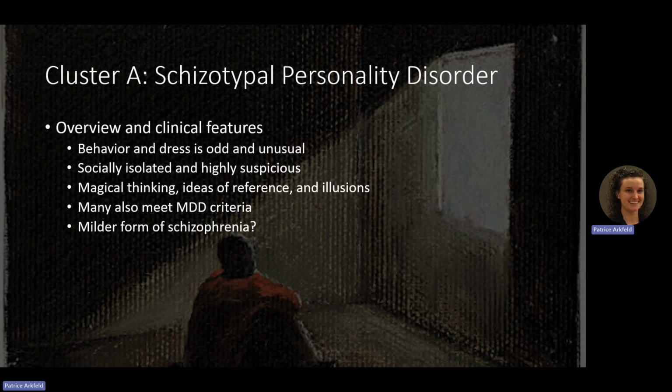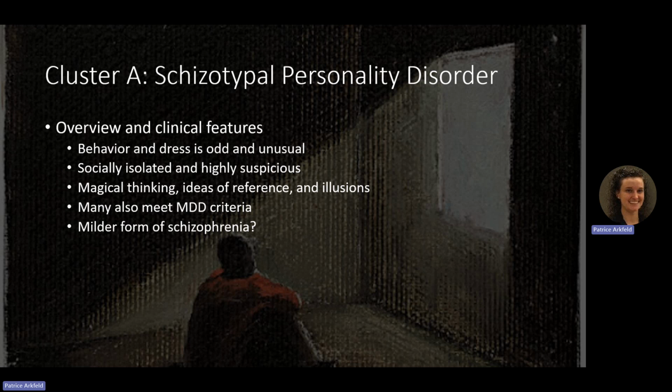And they also might experience illusions, which are unusual perceptual experiences that are not as severe as hallucinations. So this can include things like feeling like the presence of another person is with them, even though the person is alone. It's like this feeling for them, but it's not actually seeing or hearing something that's not there. Think of this as like a light hallucination is what an illusion is.